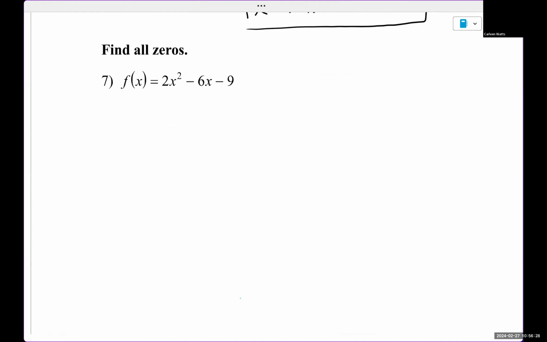Now, find all zeros. It'd be nice if we could factor. If you make a diamond and test it, this is not factorable. So I can't change colors. I can't use my magic little white out. We're just going to put a 0 there. Find all zeros. If we can't factor, what's our next choice?